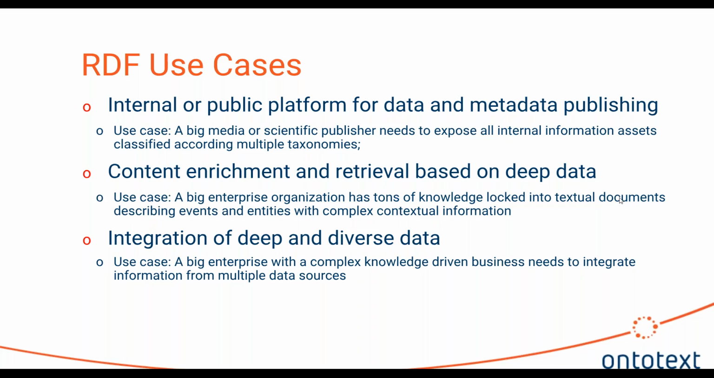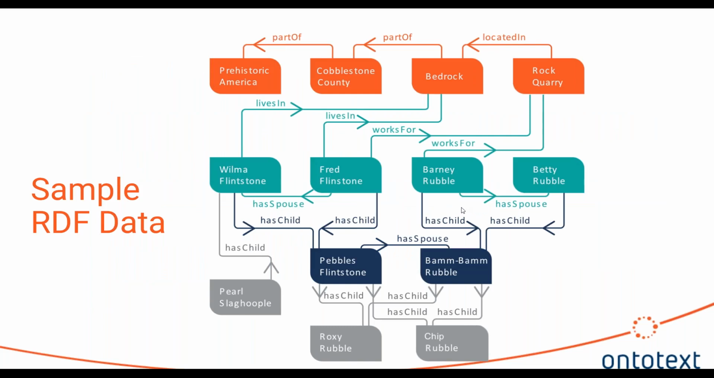Now we're going to look at some RDF schema and talk about how it is structured. Here we have a graph. You can see various squares. Those will be our nodes, and those squares are connected by arrows. Those will be our edges. Let's look at something in the middle. Fred Flintstone works for the rock query.